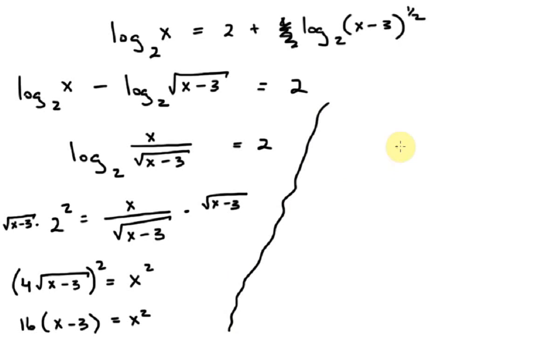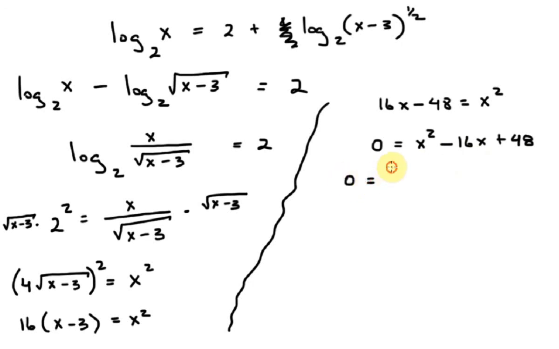So now, what have I got? I've got 16x minus 48 equals x squared. And I can see, oh, that's a quadratic equation. Let's bring everything to the right side of it. So I have x squared minus 16x plus 48, and I think this one actually factors. So let's see what we can do to solve it by factoring.